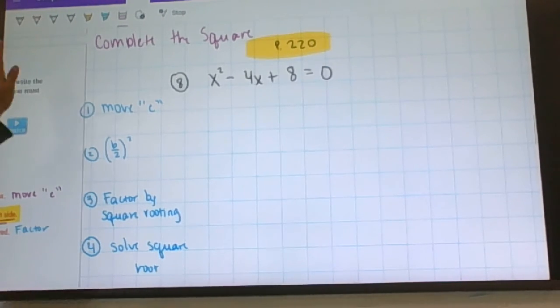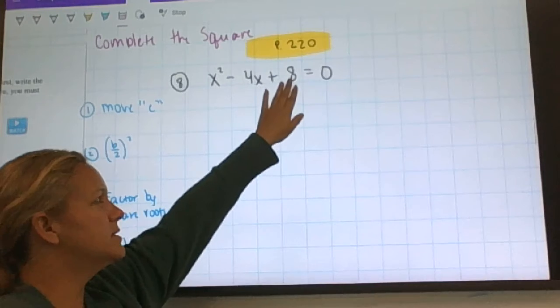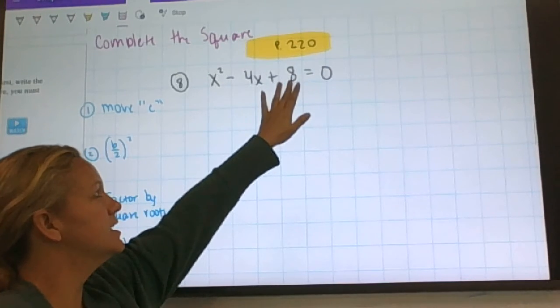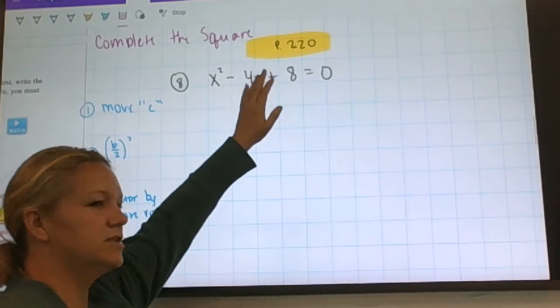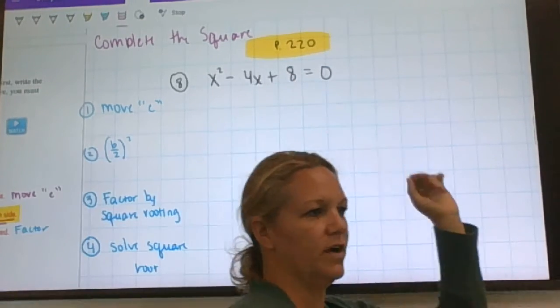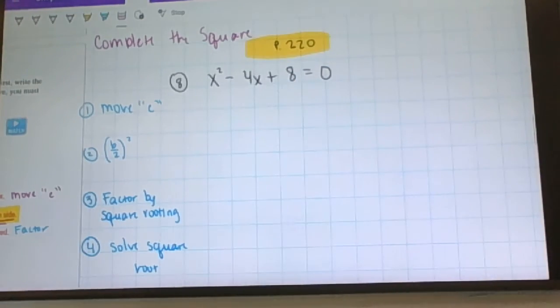So first I look at it and I think, well, is there anything that will multiply to 8 and add to 4? And there's not. I can't factor it. It doesn't work. So I'm going to move the 8 to the other side so I can put a number in that does work.